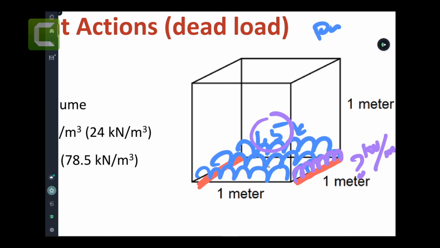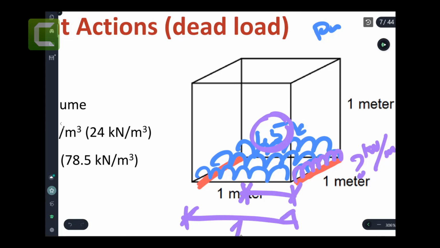The answer is multiply the pressure by what we call the floor load width. The floor load width is half of this span. So this span was 1 meter. Half of it is 0.5. So the answer is multiplying 1.5 by 0.5. Then the load is 0.75 kilonewton per meter.